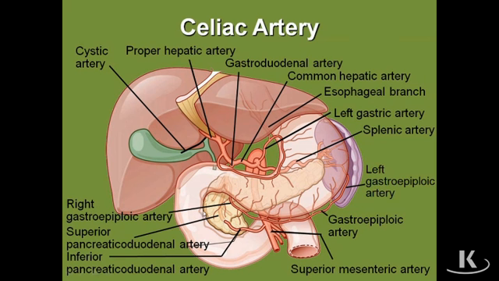And it's for that reason that when the head of the pancreas must be removed surgically, the duodenum must also be removed, because the removal of the head of the pancreas removes the blood supply to the surrounding duodenum.